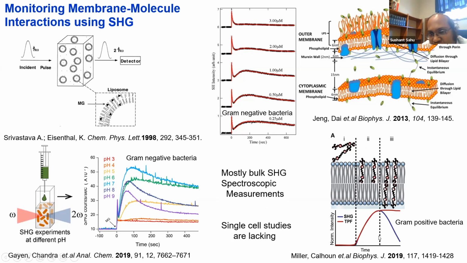But most of these studies were done in bulk spectroscopic measurements. What I mean by bulk is basically they were done in the cuvette. But our approach was looking at single cells, where, when you do single cell experiments, you have heterogeneity also, and you need to study that in much better detail.